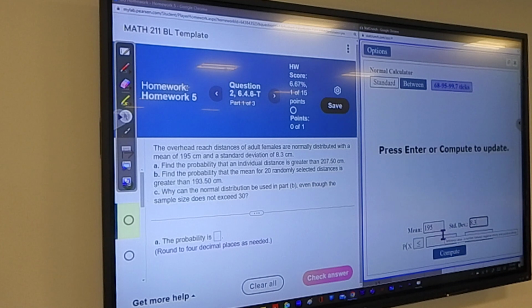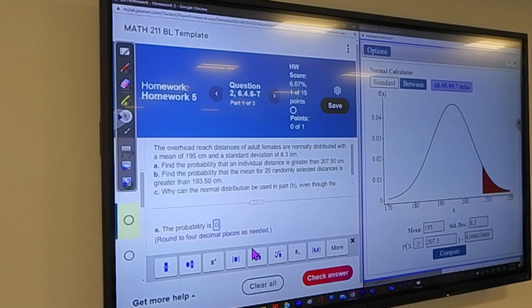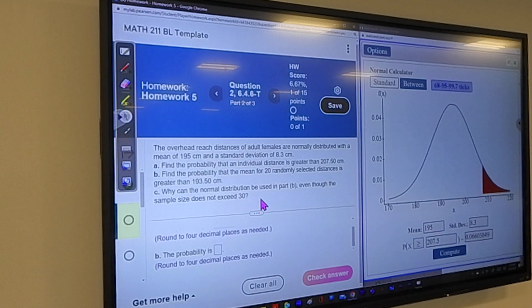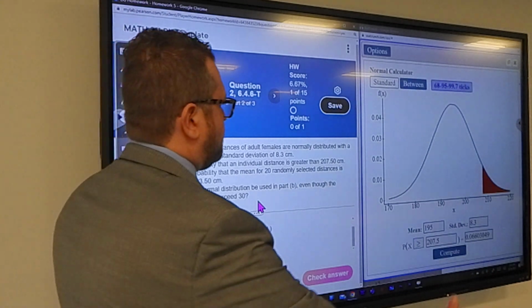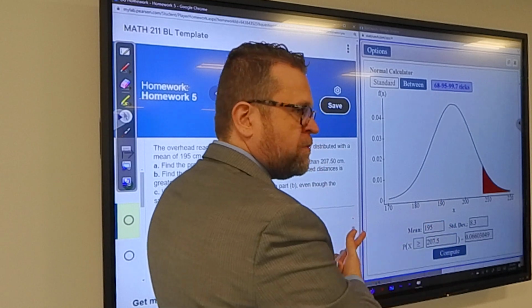Part A, find the probability that one randomly selected adult female has a reach distance that's bigger than 207.5. So I get this number, 0.0660. Part B, find the probability that the average overhead reach distance of 20 females is bigger than this 193 something. So my standard deviation is going to shrink down. You're going to have more and more of the observations occur near the mean.